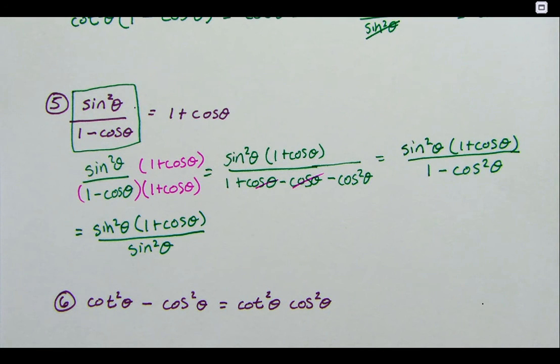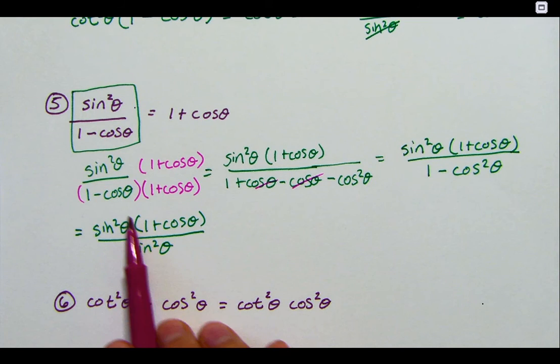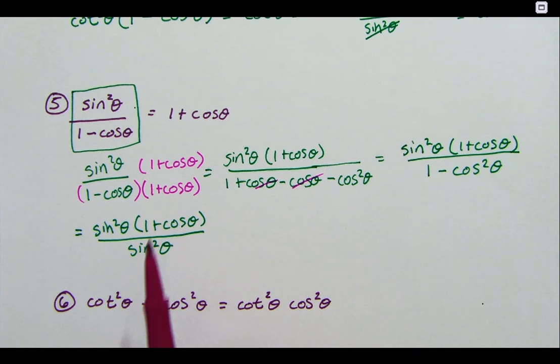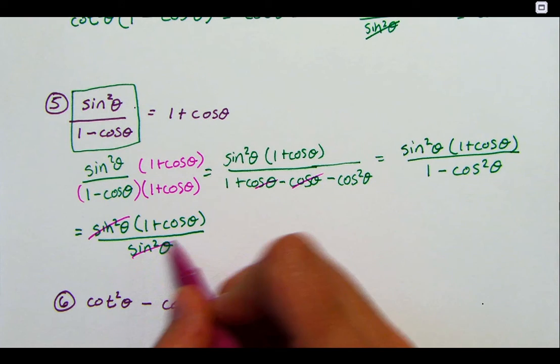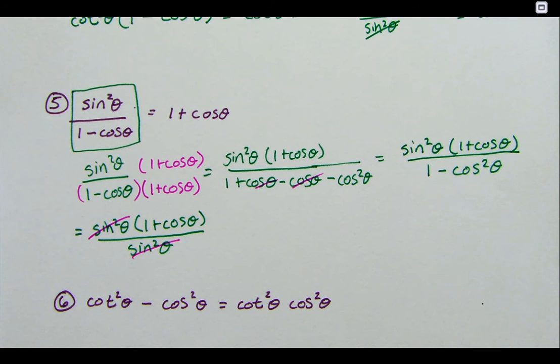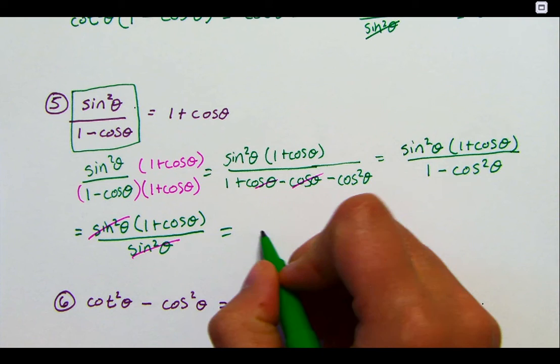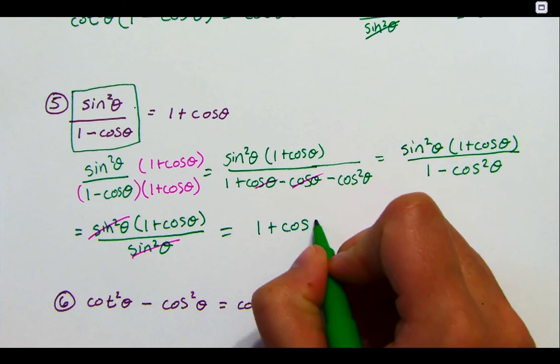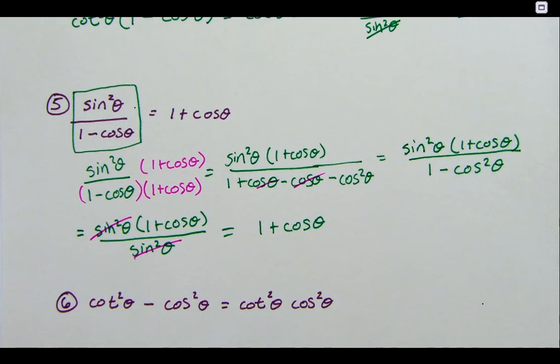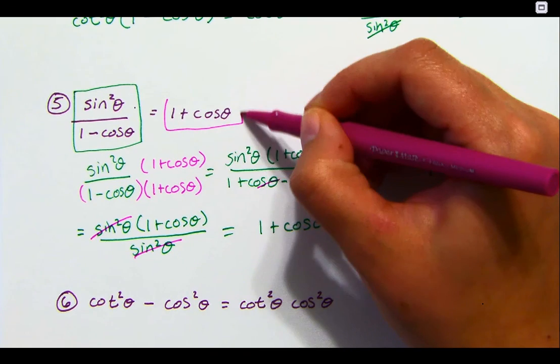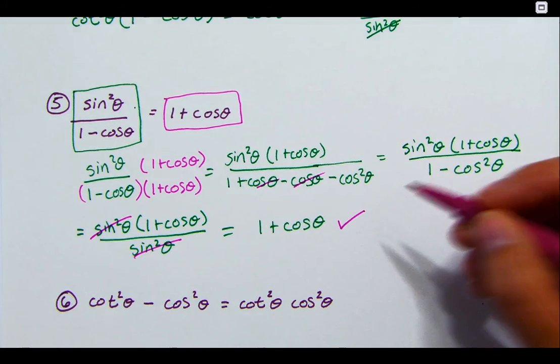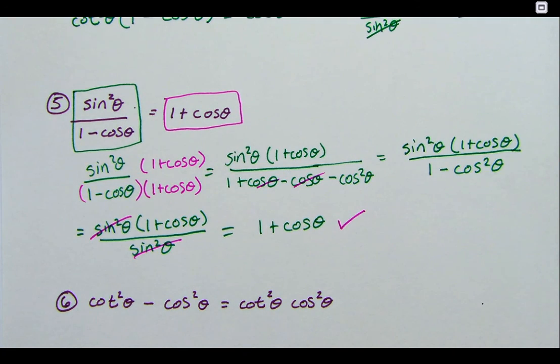Now, because we have multiplication in the numerator, where we're taking sine squared theta times this group, I'm allowed to simplify the fraction. So that means that these sine squareds are going to cancel each other out, and I'm going to be left with 1 plus cosine theta, which is what we were trying to get to. So I have just verified the identity.